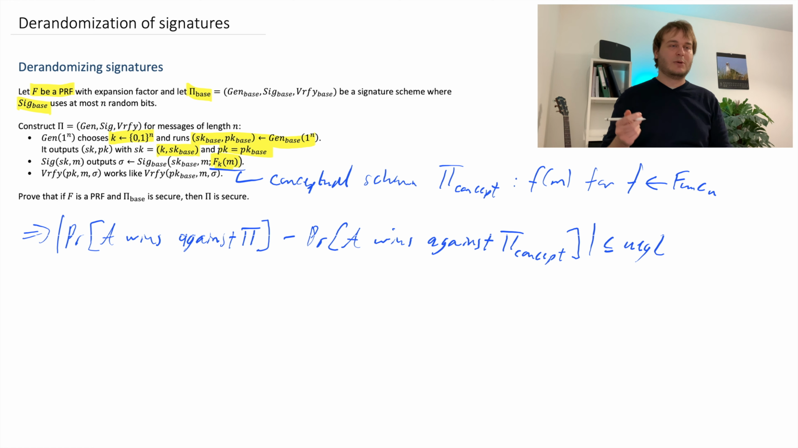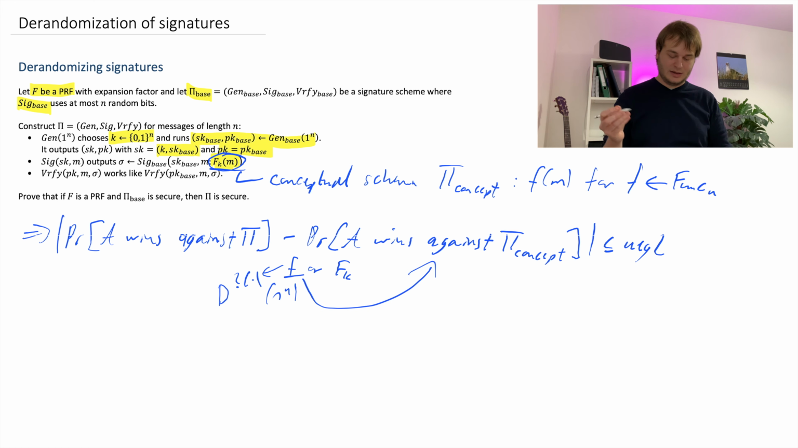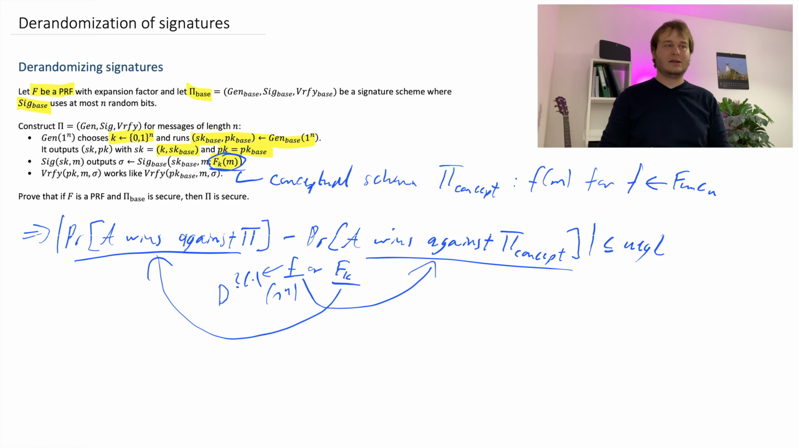If you want to show this formally, you can come up with a distinguisher D that essentially runs A against the signature scheme, but instead of using this value F_k of m, it will query its oracle, which is either a random function f or the pseudorandom function F_k. If it's the function f, then for A it will look like it's playing against this conceptual scheme. If it's the function F_k, then for A it will look like it plays against the pi scheme. And then D can just output a bit indicating whether or not A wins. So if A would win more in one world than in the other, then D would output one more often in one world than the other, and then this difference wouldn't be negligible. But we know that it's negligible because it's a pseudorandom function, so that's it.